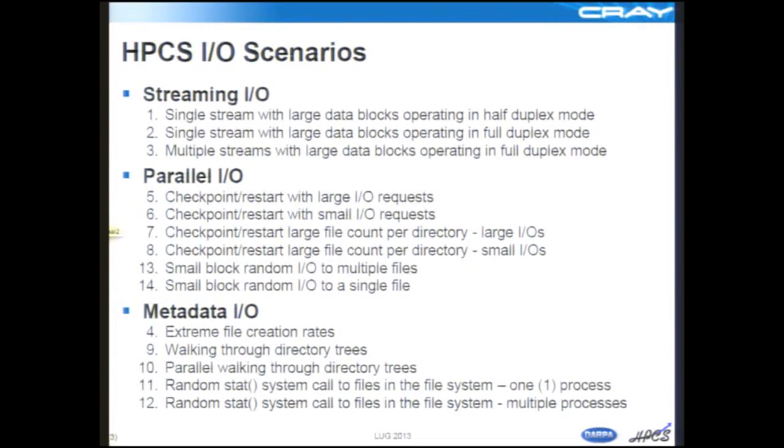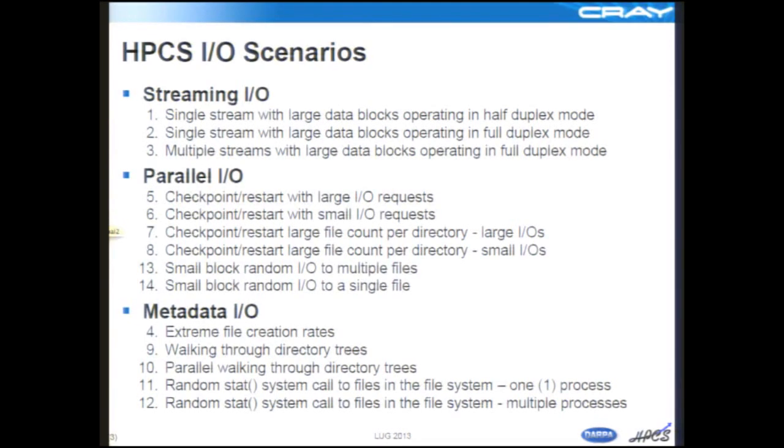So there are 14 scenarios. I've shown them here. There are 3 basic groupings: streaming I/O, parallel I/O, and metadata I/O. The streaming I/O deals with the capture I/O environment. It's a type of environment that Cray systems usually don't do very well in. We do very well in the massively parallel programming environments. And so the parallel I/O and metadata I/O were the areas that we focused on for DARPA.